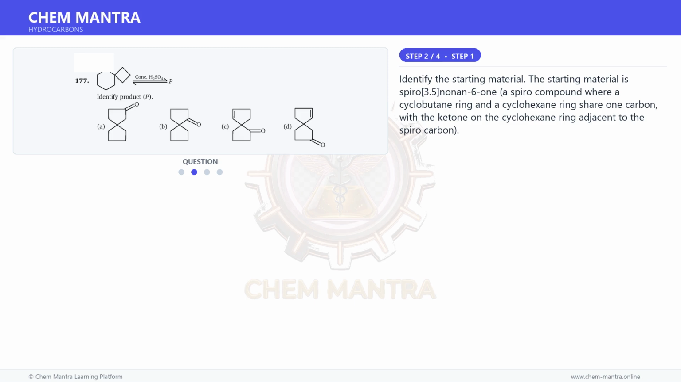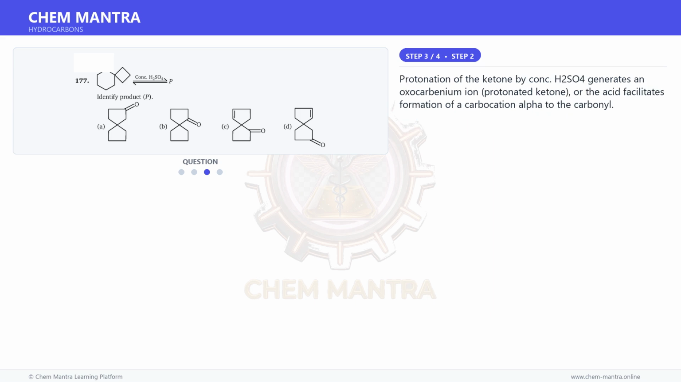Identify the starting material. The starting material is spiro[3.5]nonan-6-one, a spiro compound where a cyclobutane ring and a cyclohexane ring share one carbon, with the ketone on the cyclohexane ring adjacent to the spiro carbon. Moving on to the next step.